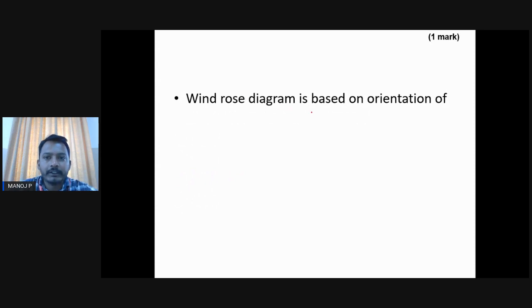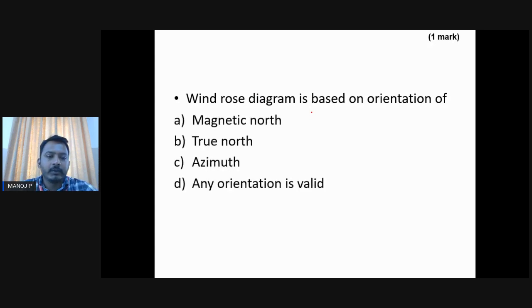Windrose diagram is based on orientation of what? Okay, Windrose diagram is for calculating the runway orientation. What method is used? We need a Windrose diagram. Okay, it is based on the orientation of true north. We speak with respect to true north.